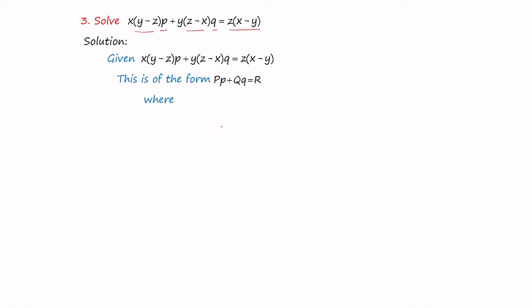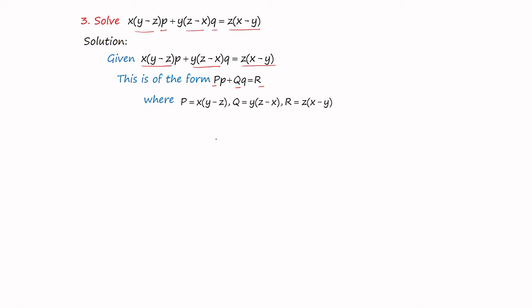Okay, after that we have to write capital P, capital Q and capital R values. What is capital P? The coefficient of small p is your capital P. You have to write it as x into y minus z. And what about capital Q? The coefficient of small q. So capital Q is equal to y into z minus x. And what is R? That is your right-hand side term. R is equal to z into x minus y.